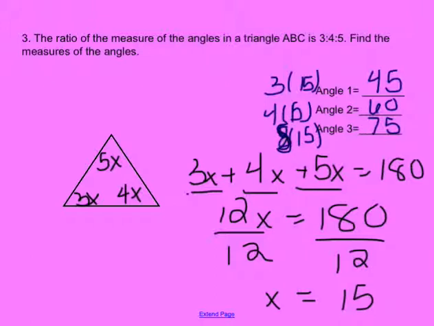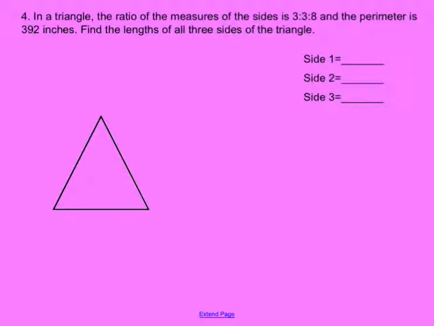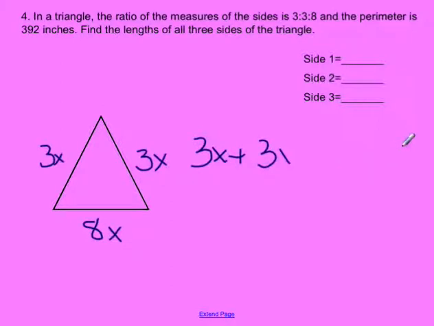Okay, let's take a look at this next one. The next one tells us in a triangle, the ratio of the measure of the sides, so now we're talking about the sides, is 3, 3, 8. So we have a multiplier of 3, a multiplier of 3, and a multiplier of 8. Okay, and all of those need to add to the perimeter, which is 392. So we're going to add each of those so that they add up to the perimeter. So 3x plus 3x plus 8x is equal to 392.